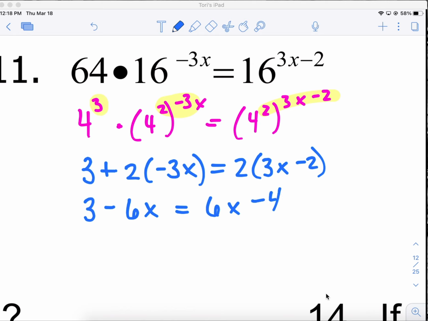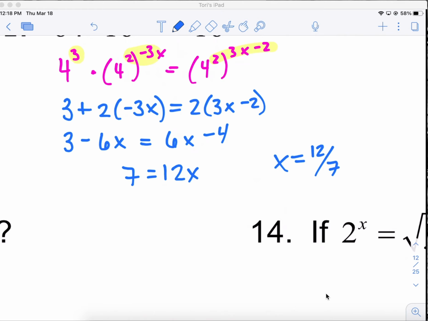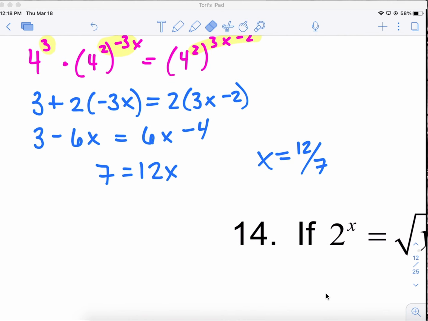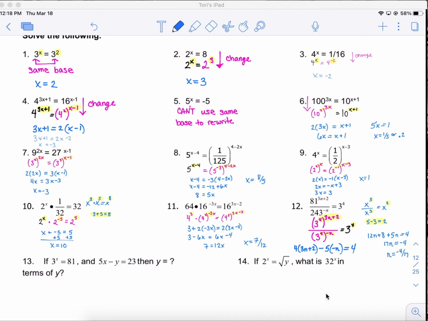I'm going to add the 6x to the other side, giving me 12x. And I'm going to add the 4 to the other side, giving me 7. Your final answer is going to be 12 over 7. No, totally messed that up. I was right the first time. 7 over 12. You're dividing both sides by 12. My apologies. All right, I'm going to zoom out in case you need to copy anything.